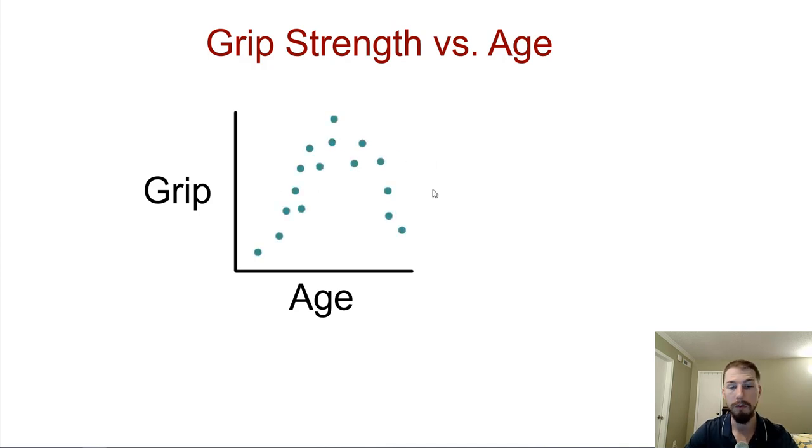So I thought it might look something like this. As you develop in 18, it gets really strong, and then somewhere late 60s or 70s.